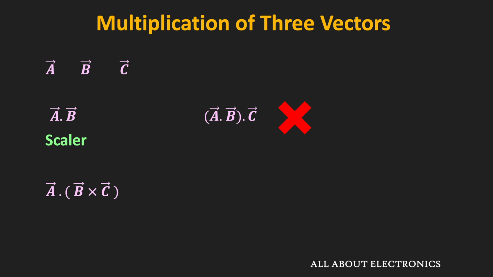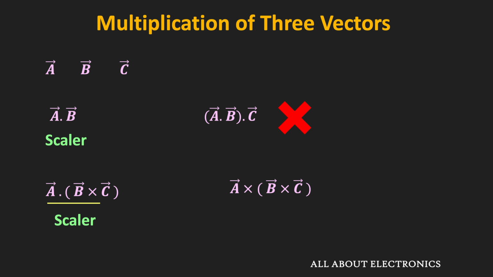a dot b cross c. So first, the result of this b cross c will be a vector, and then when we perform this dot product, we will get a scalar quantity. That means the overall result of this multiplication will be scalar, and that is why this multiplication is known as the scalar triple product.